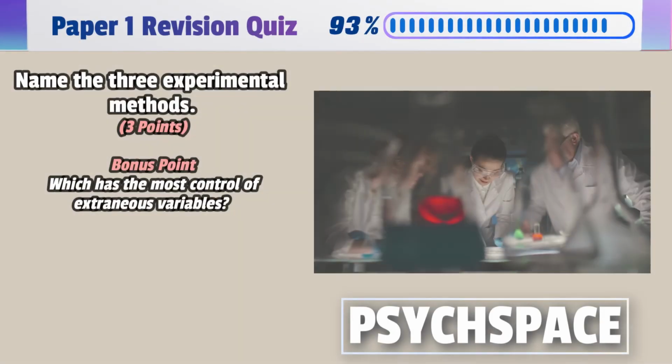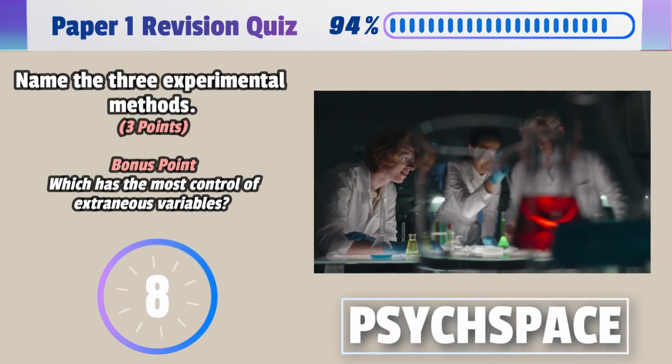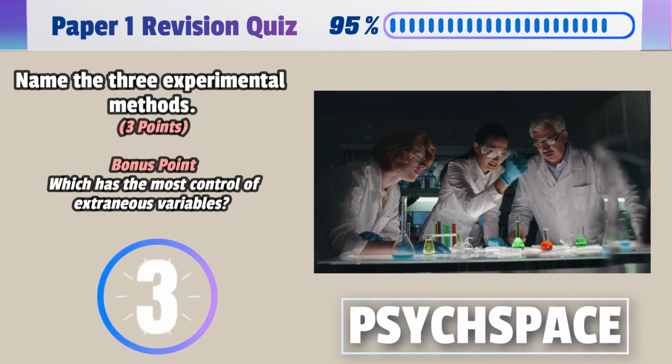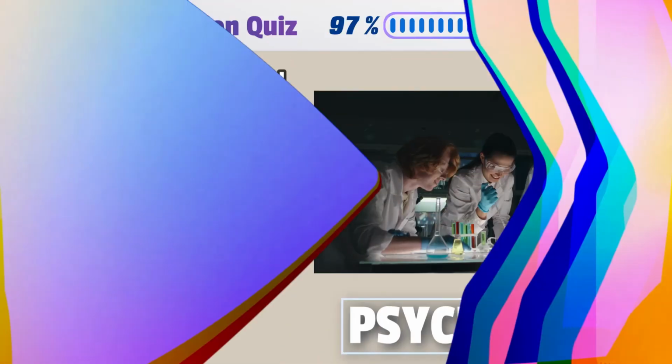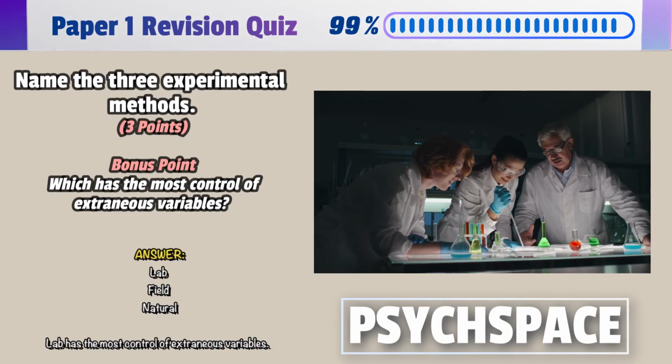And for the final question, name the 3 experimental methods. This is worth 3 points. And which of them has the most control over extraneous variables? That's your bonus point. So the answers were lab, field and natural. Lab is the one that has the most control of extraneous variables.